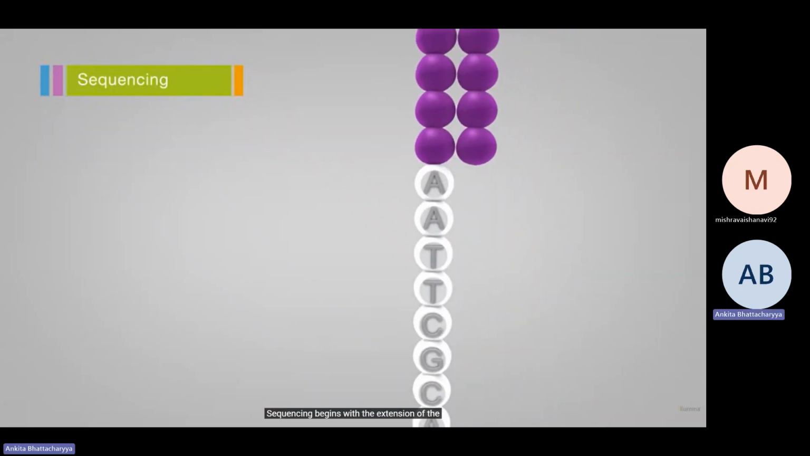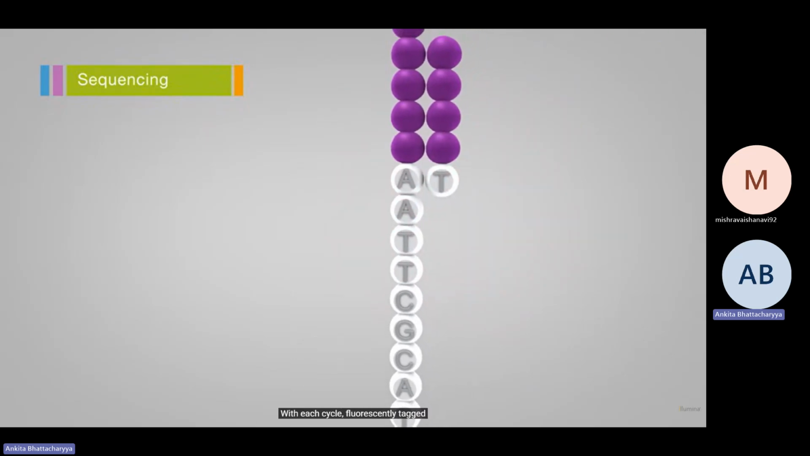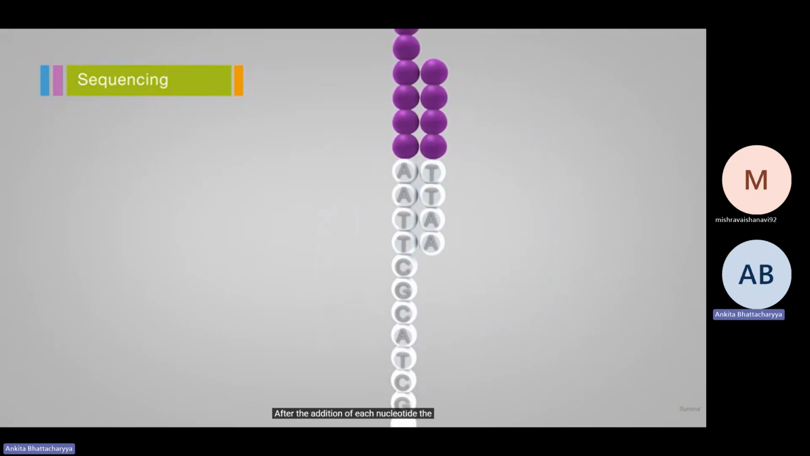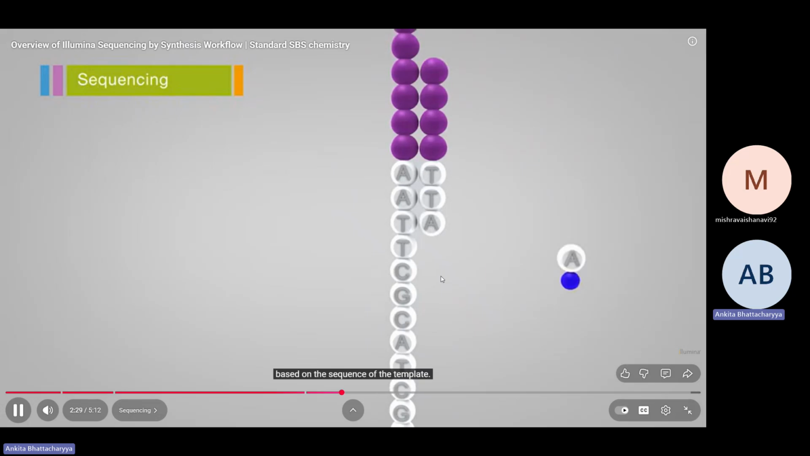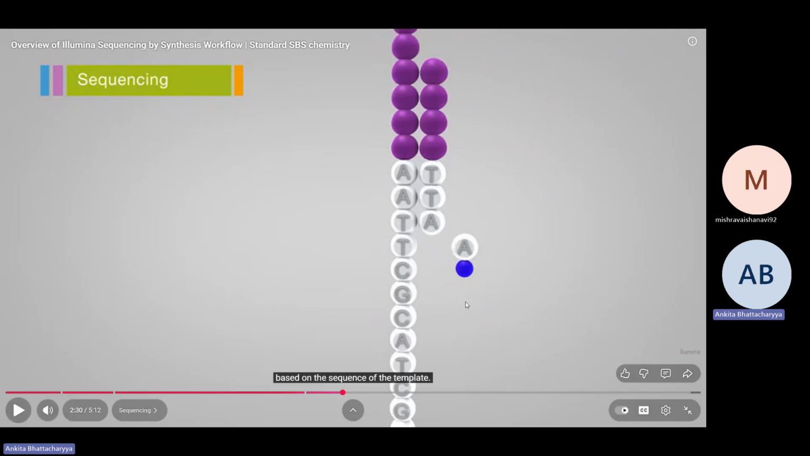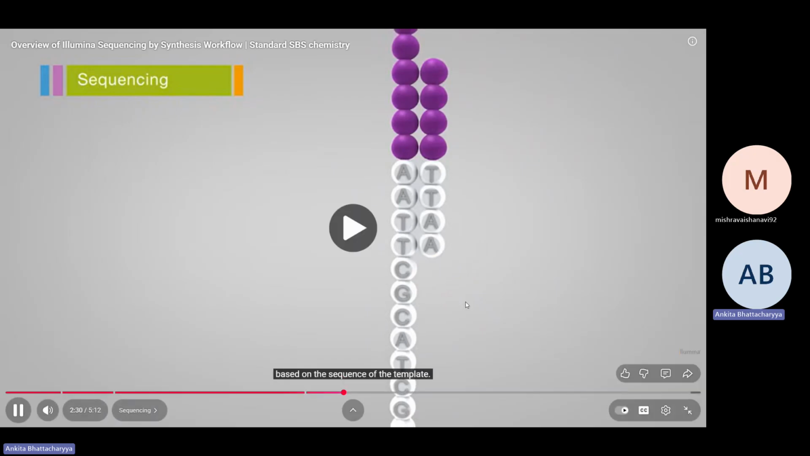Sequencing begins with the extension of the first sequencing primer to produce the first read. With each cycle, fluorescently tagged nucleotides compete for addition to the growing chain. Only one is incorporated based on the sequence of the template. After the addition, if you noticed here, every time a base got incorporated, the corresponding signal was also emitted as a fluorescence. So the blue tag, which is attached to all the dATP molecules, is emitting a blue fluorescence. So that can be detected at the time of imaging by the fluorescence detector.